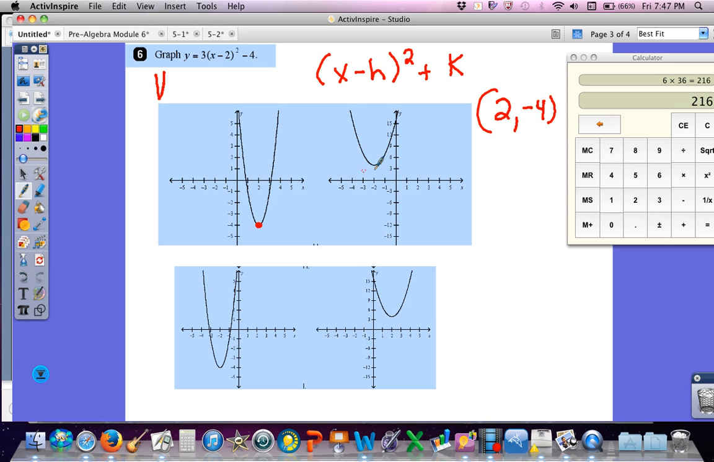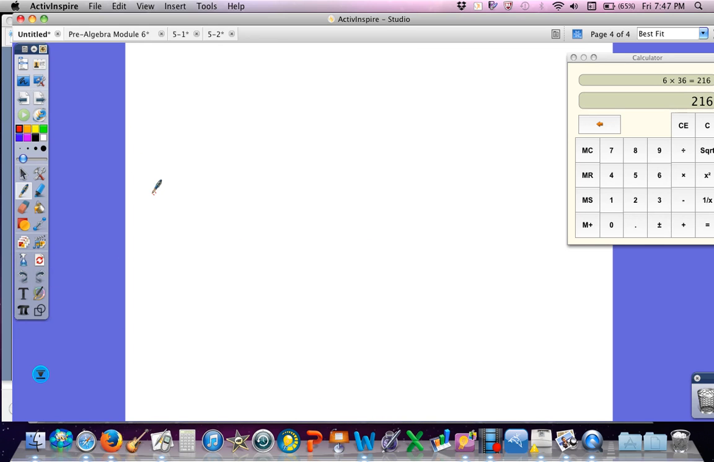Oh, that could be it. That's not 2, that's not 2, that's 2, and that looks like it's positive 4. So it definitely is what I'm going to call number 1. So those are pretty easy to find. Completing the square is more difficult. Those are pretty easy to find if I understand vertex formula.